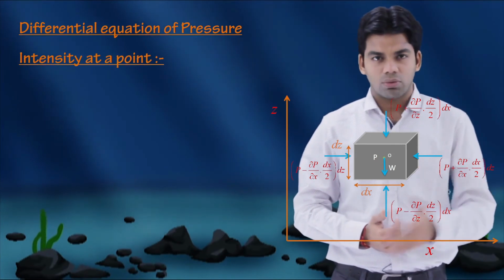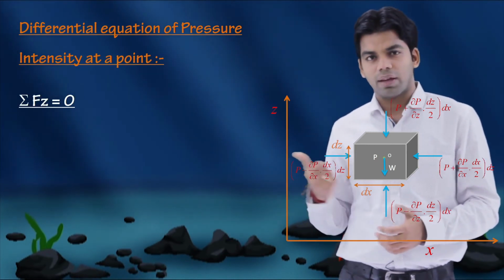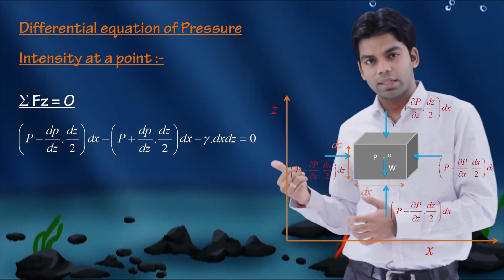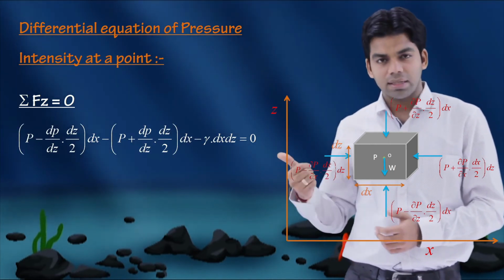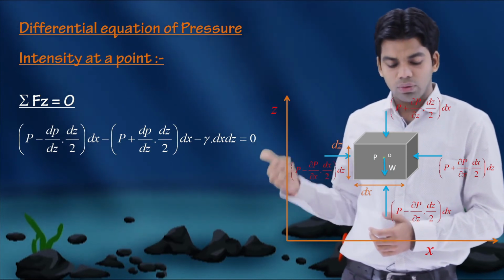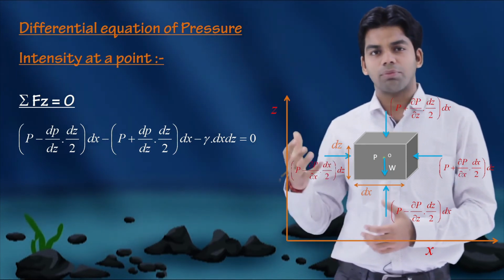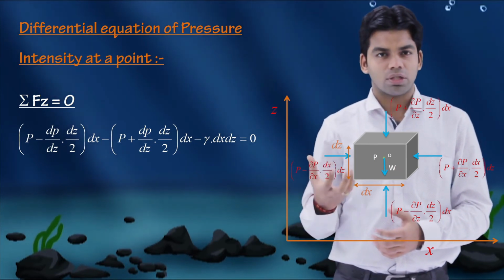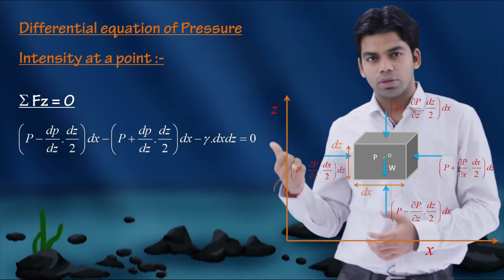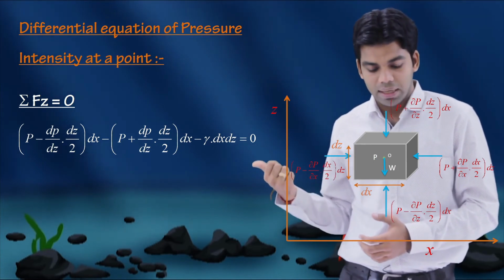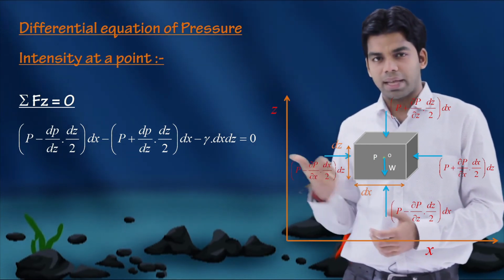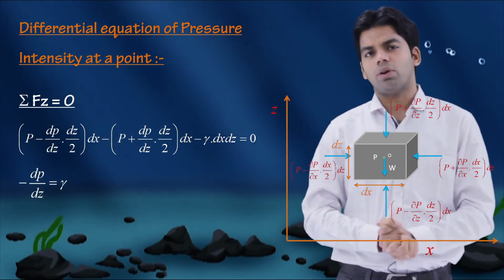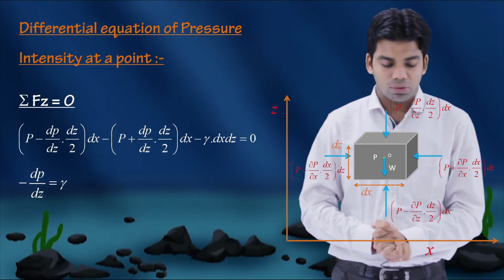Now what with respect to z-axis? So summation of Fz is equal to 0. What we will get is P minus dp by dz into dz by 2 into dx minus P plus dp by dz into dz by 2 into dx. Now apart from this, a weight is also acting downward. So the total weight is equal to specific weight into volume. So specific weight is gamma, volume is dx into dz. So this will be minus gamma dx dz. This should be equal to 0. And from here we will get what? Minus dp by dz is equal to gamma.